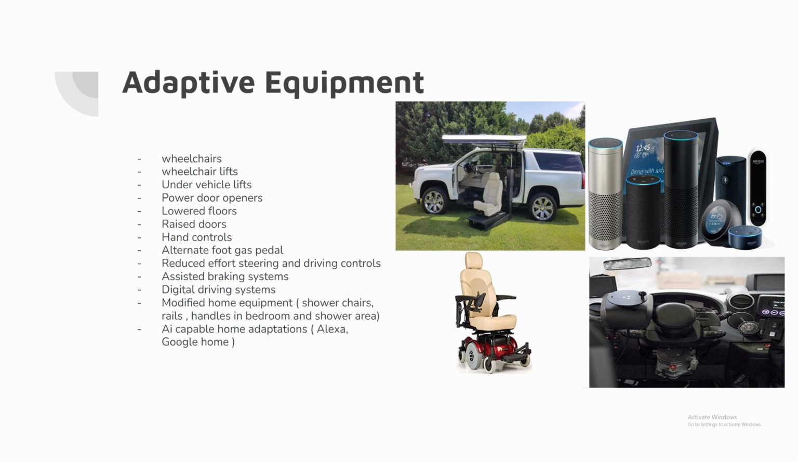Then next to that, we have those different systems that can be put inside the home that can be voice activated, as well as our power chairs. And this system right here in the lower right corner is that reduced effort steering and driving controls for those who no longer have the capability of their lower limbs. So most of the driving and gas pedal is at the top, as well as the steering, which is designed so that they would just use that knob on the right side.